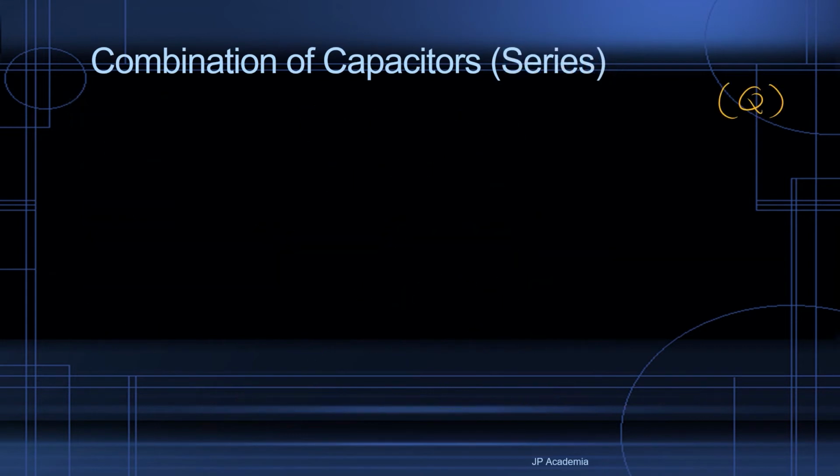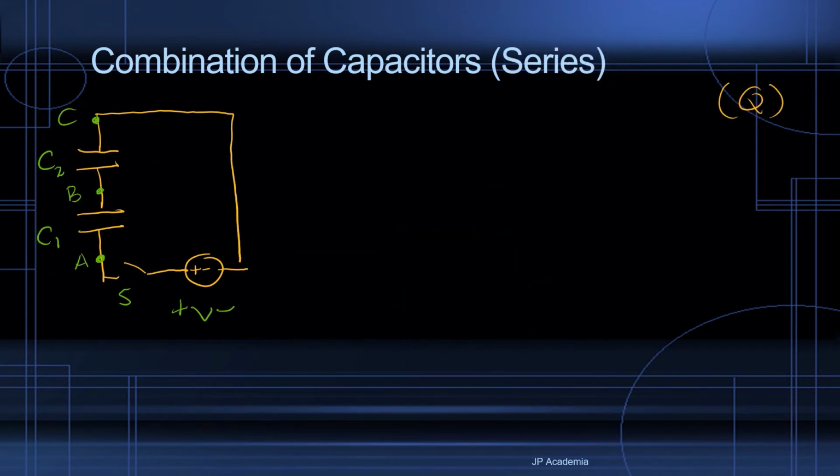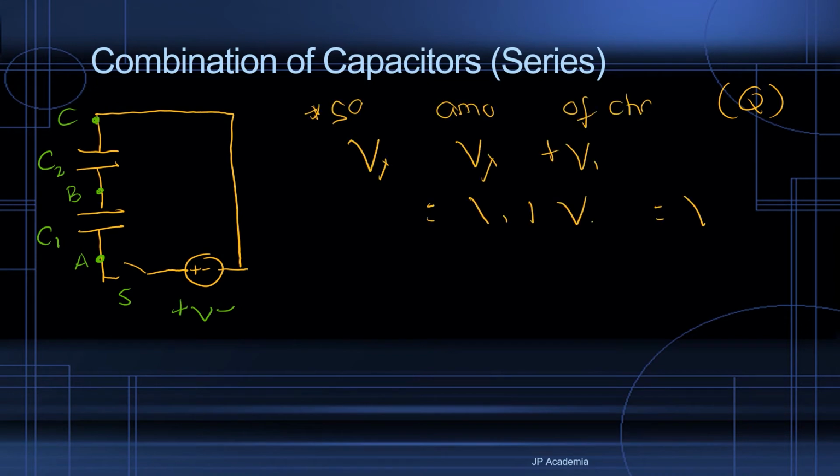Next, we have these two capacitors connected in series. Note that we have the same amount of charge throughout our series circuit. Thus, the charge of capacitor 1 and capacitor 2 are equal. And let's define that charge Q, just charge Q.